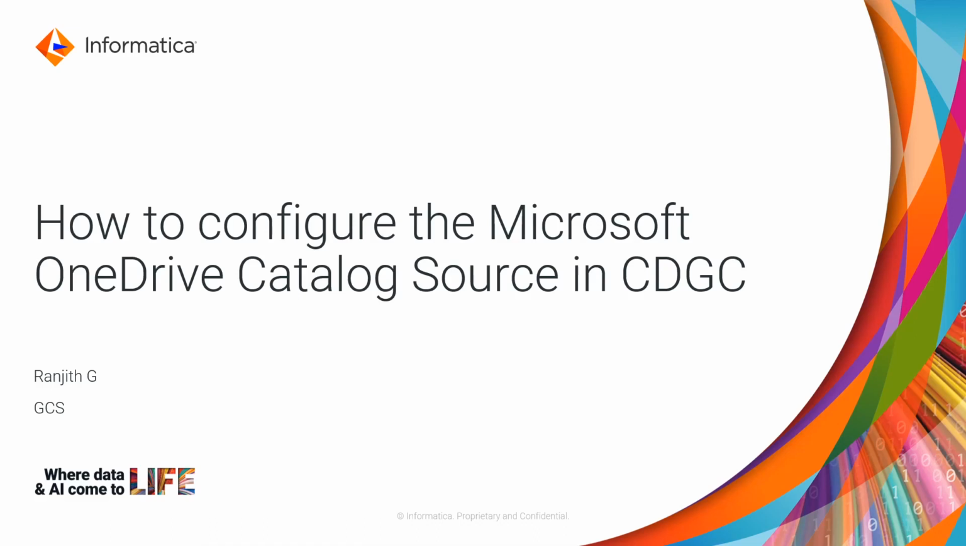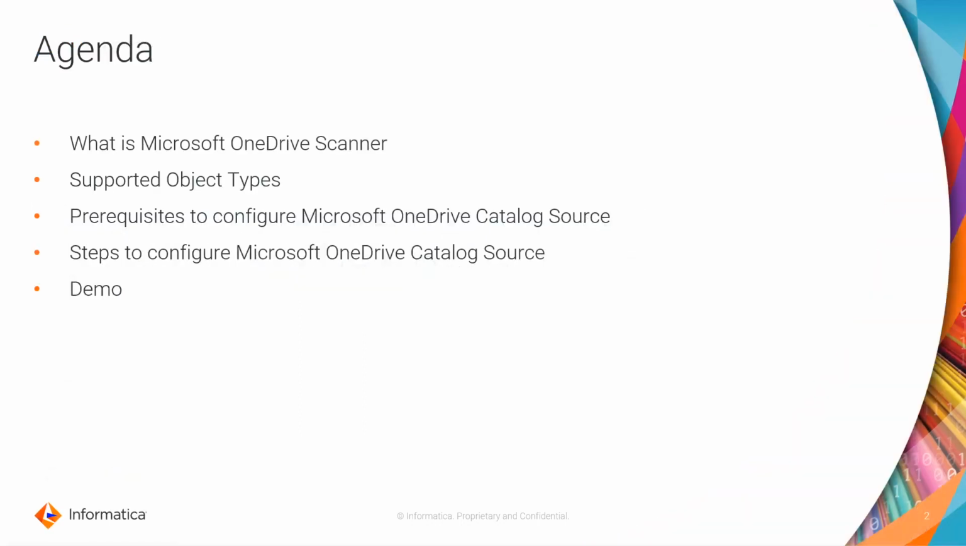In this video, we will see how to configure the Microsoft OneDrive Catalog Source in CDGC. The agenda of today's session is: what is Microsoft OneDrive Scanner? What are all the supported object types of Microsoft OneDrive Catalog Source in CDGC? What are all the prerequisites to configure the Microsoft OneDrive Catalog Source in CDGC? And then we will see the steps to configure the Microsoft OneDrive Catalog Source along with a quick demo.